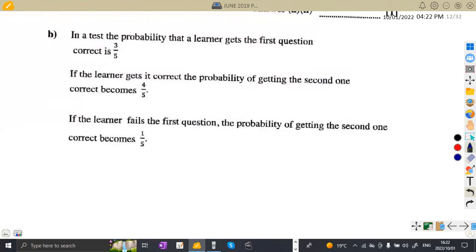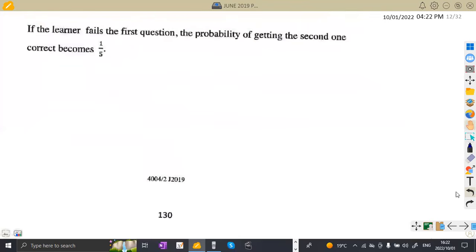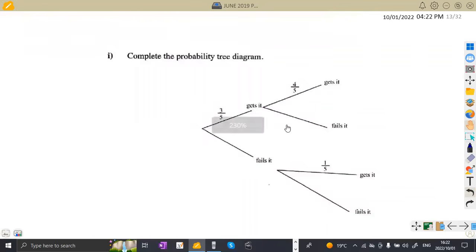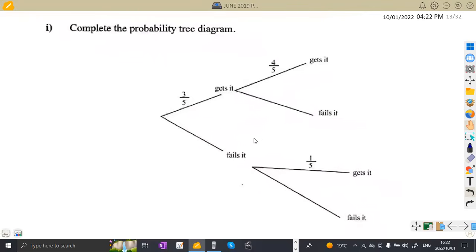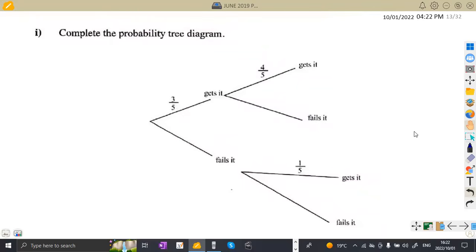So let us see where actually is the question. Okay, so the question is not here, it's on the next page. So on the next page, you're asked to complete now the probability tree diagram. Okay, so here, guys, this is what is happening. The first one, for this guy to get it correct is 3 over 5. And if this guy gets it correct, to get it correct again, it is going to be 4 over 5. Which means, what about failing? Failing is just going to be, well, remember, guys, I told you probability adds up to 1. So it's simply 1 minus 4 over 5, which is 1 over 5.